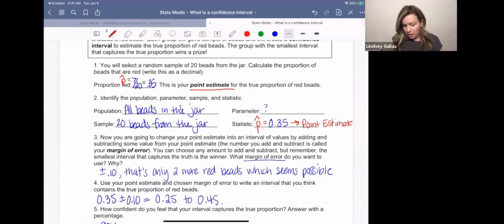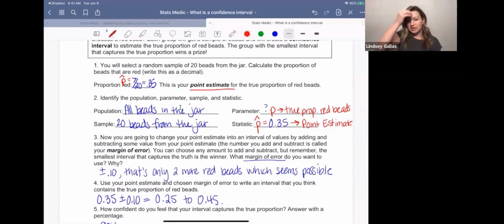Now my parameter, remember that's the true proportion. Well, I don't know what the true proportion is. So maybe you left that blank, or maybe you put a question mark. What we're going to put there going forward instead, since we don't know the true proportion, that's the whole point of this, we're going to define that variable. So if my statistic is a p hat, that means my parameter must be p. And I'm going to label this as the true proportion of red beads. Technically red beads in the jar, but I'm running out of room there. So we start with our statistic. It's a p hat.